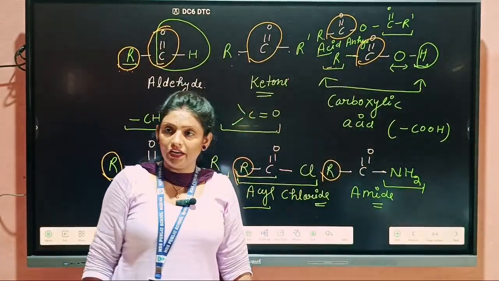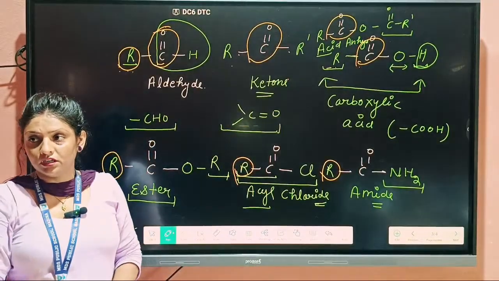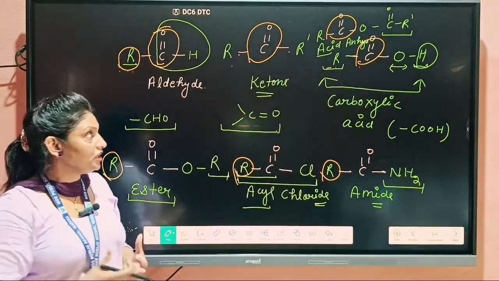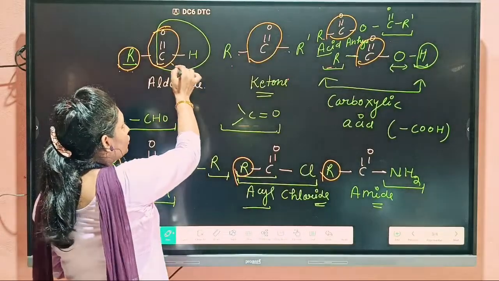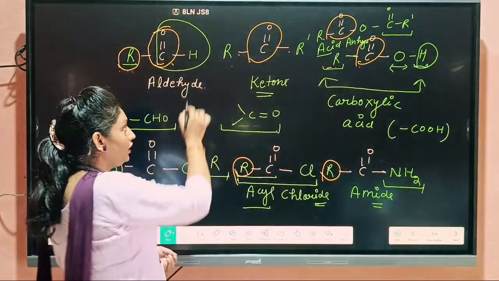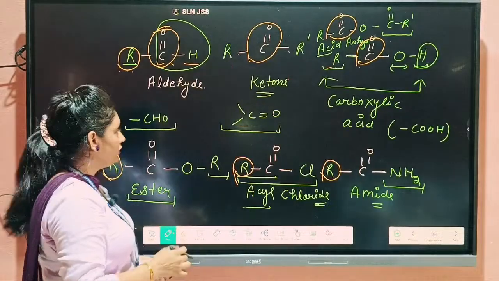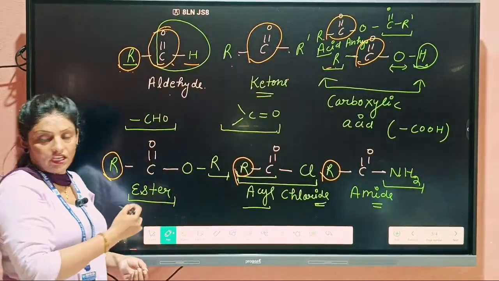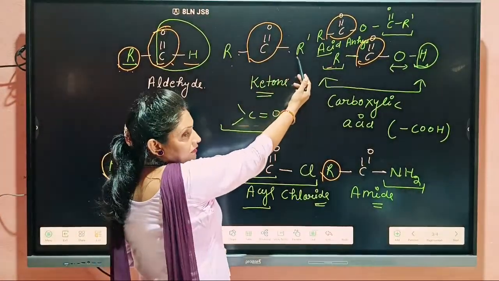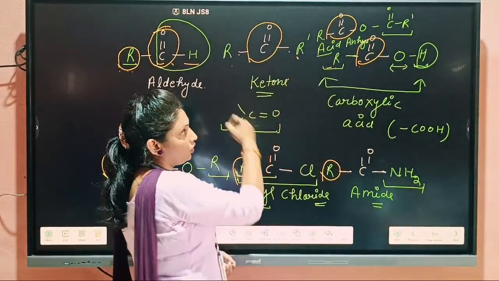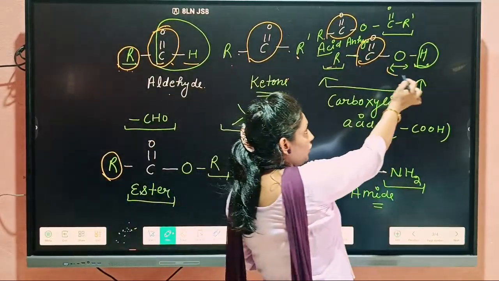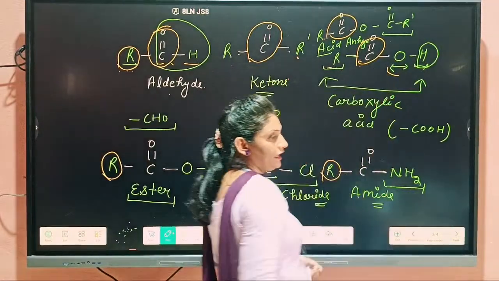So one alkyl group will also be common. But what is changing here? Here one group is going to change. If one bond is forming with hydrogen, then it is aldehyde. If it is a further alkyl group, then they are ketone. If this is OH group, then carboxylic acid.